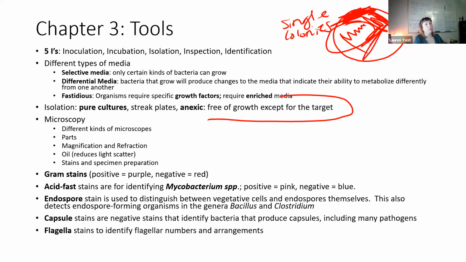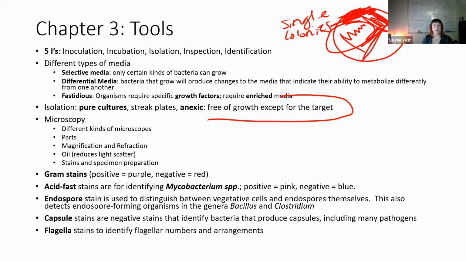Now when we go to inspection, one of the ways that we inspect our microorganisms is using microscopy. I want you guys to know the different parts of the microscope. I'm not going to go over them here. This is something that you should be able to do on your own time. The different kinds of microscopes: we talked about light microscopes. We didn't get too much into electron microscopes, but they are a thing as well. They give us a lot more resolution than everything else. They are actually going to give us the most detail of all of them. So that's what electron microscopes are for.